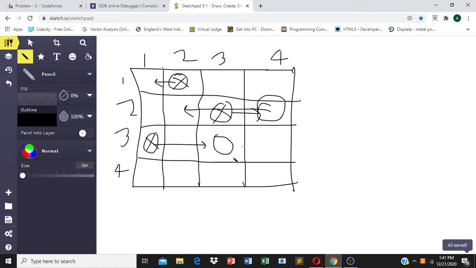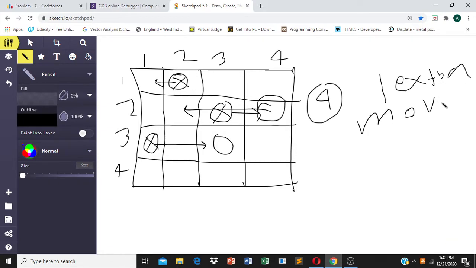How many moves did it just take? Let's count it. One, and for this it was 2, 3, and 4, right? Just 4, which means we only needed one extra move. That's true for all cases. You need one extra move.